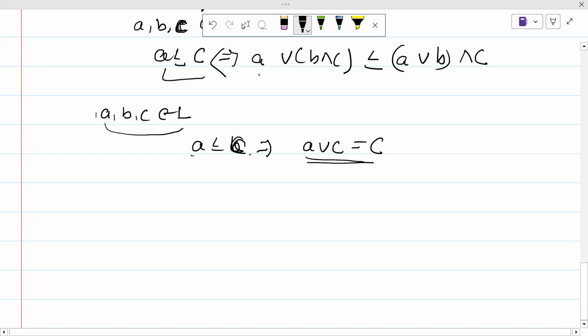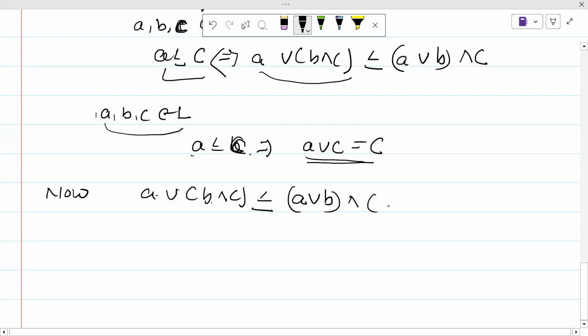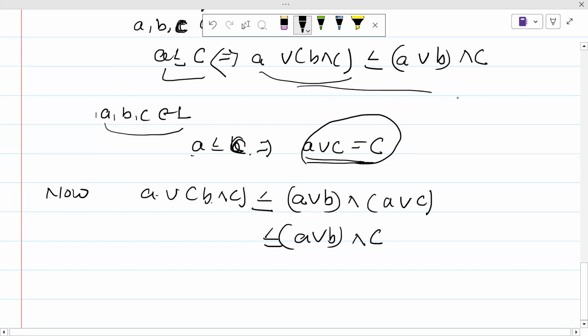Again, from this criteria, we found: now let A disjunction (B conjunction C). What is the value? That is less than equal to (A disjunction B) conjunction (A disjunction C). We already defined here A disjunction C is equal to C. So A disjunction (B conjunction C) is less than equal to (A disjunction B) conjunction C. So this is already proved, and this is the modular theorem. This is called modular lattice.